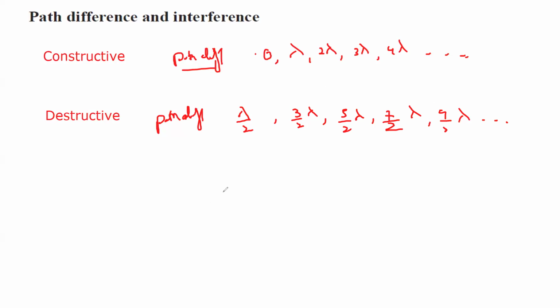Is the concept of the path difference and the interference clear? How are they related to each other? Any doubt till this point?